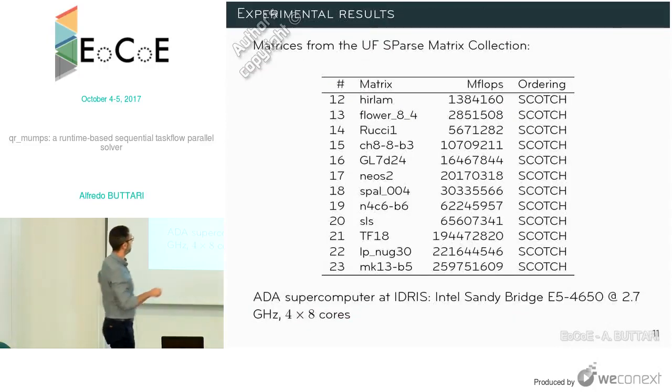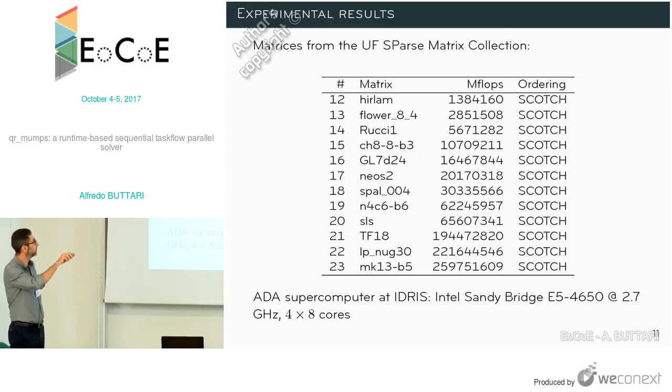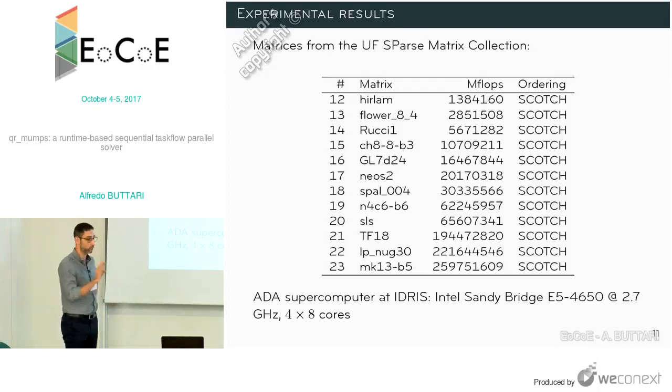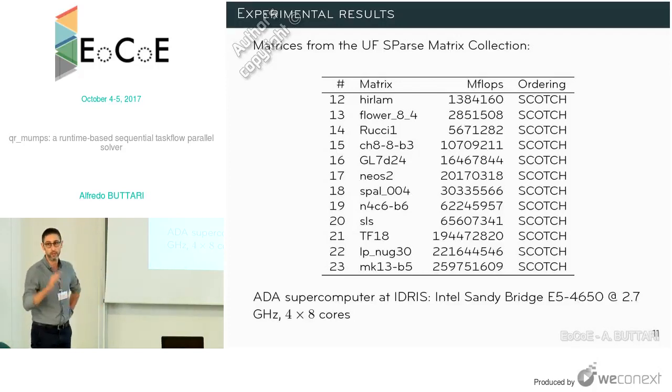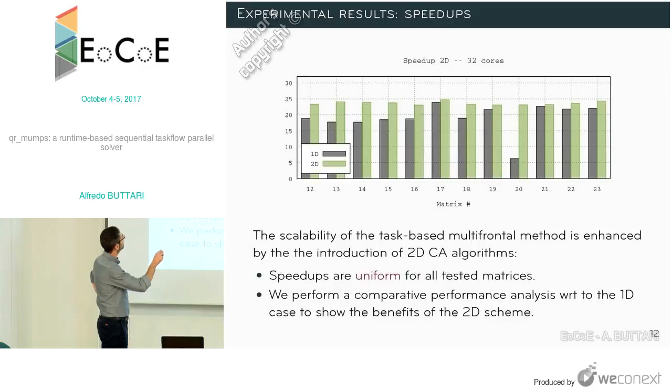So, results. We have taken a few matrices from the SuiteSparse collection. Here they are sorted in increasing complexity. So topmost is the smallest one, and the bottommost is the largest one. And we have run this code on a 32-core machine. So we only do shared memory. We can only handle shared memory systems at this moment. All right, so speedups. Gray is the version with 1D decomposition into block columns, and green is the 2D decomposition.